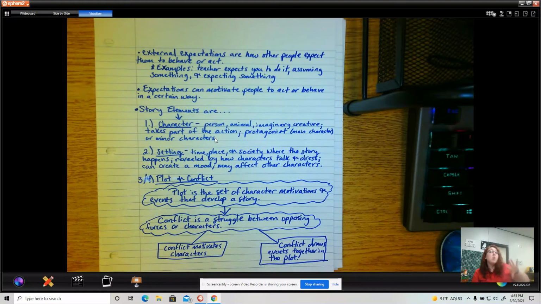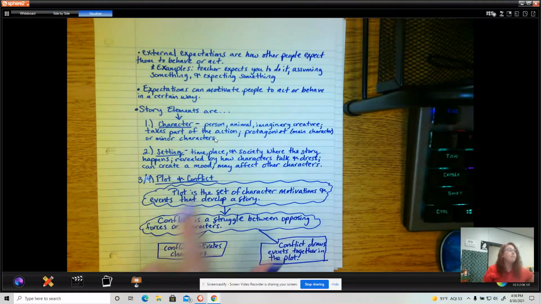Those expectations that we have can motivate us as characters, as people, to act or behave a certain way. And if you have me for digital citizenship, these words you've heard before. Now, that word element that we had, it's an essential part of something.